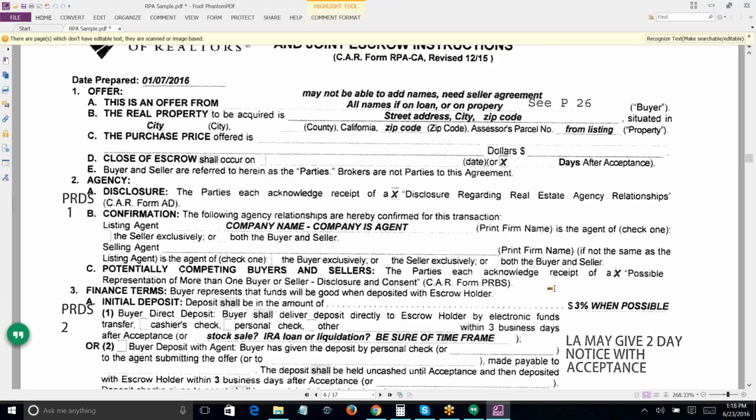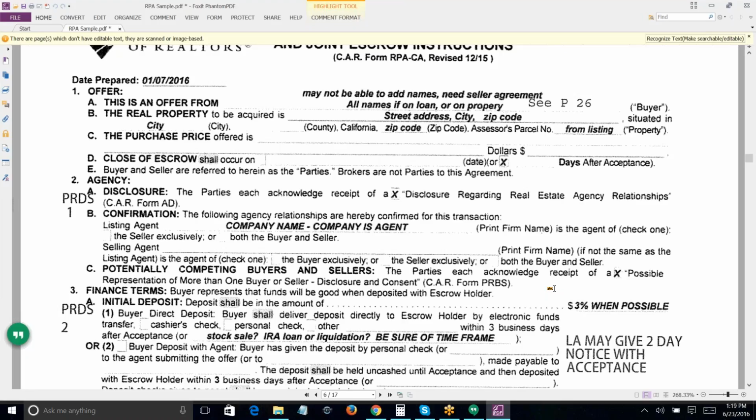And so many people, I read offers all the time for agents, and I'm quick at finding mistakes because I've done this long enough and I know where they are. This is the first one, right? First of all, I look to see if they have close of escrow. Second, I look to see if they checked confirmation of agency and if they've checked the right box. Sometimes they don't check the right box.